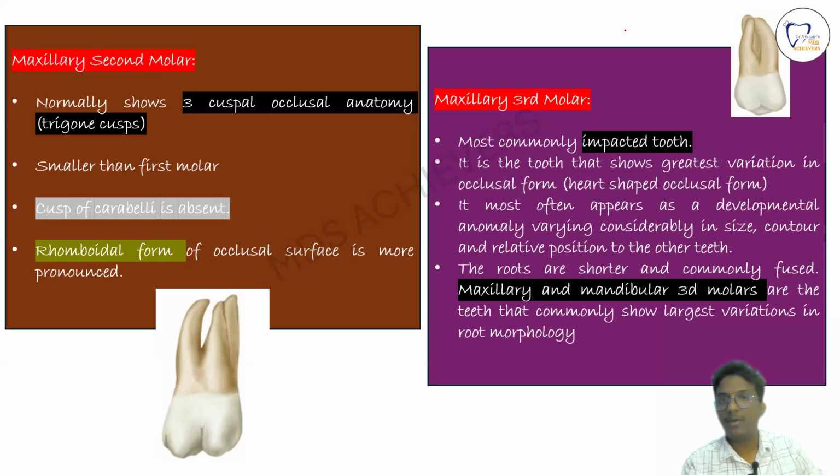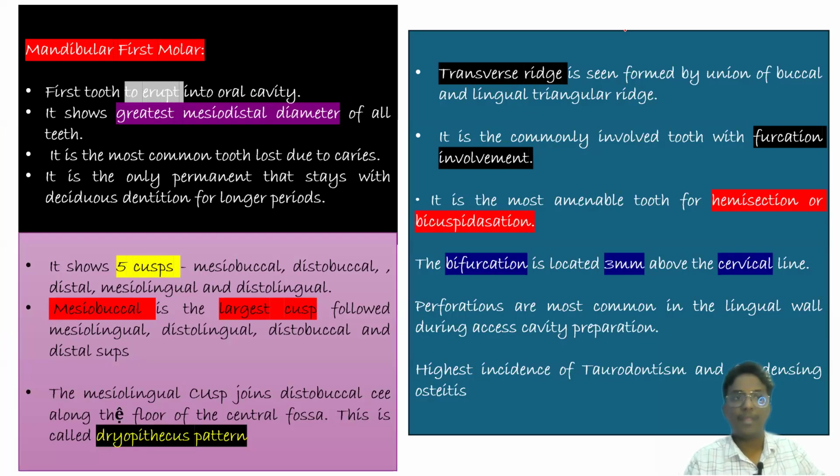Maxillary third molar is a much more commonly impacted tooth, and it is a tooth that shows the greatest variation in the occlusal form. It most often appears as a developmental anomaly, varying considerably in size, contour, and relative position to the other teeth. The roots are shorter and commonly fused. Maxillary and mandibular third molars are the teeth that commonly show the largest variation in root morphology.